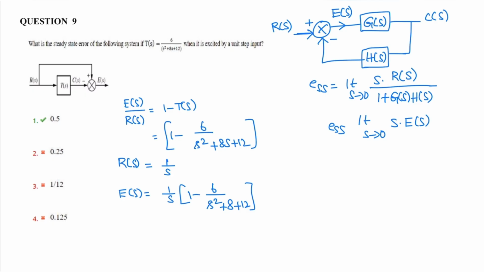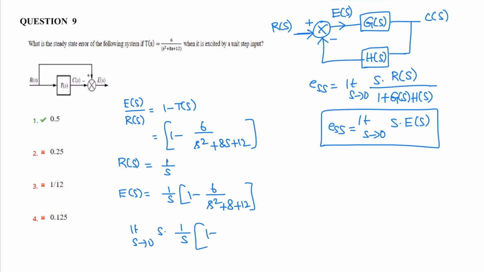The steady state error is the limit as s tends to 0 of s into E of s. E of s is 1 by s times 1 minus 6 by s square plus 8s plus 12. So the steady state error ESS is 1 minus 6 by 12, that is 0.5.